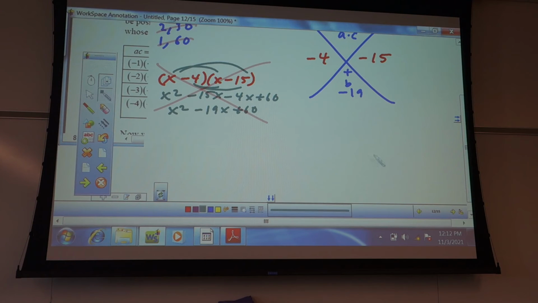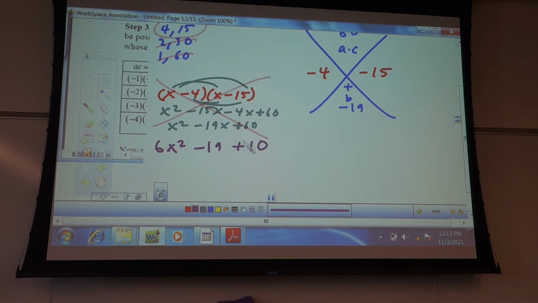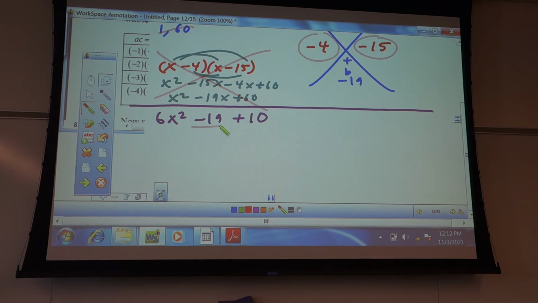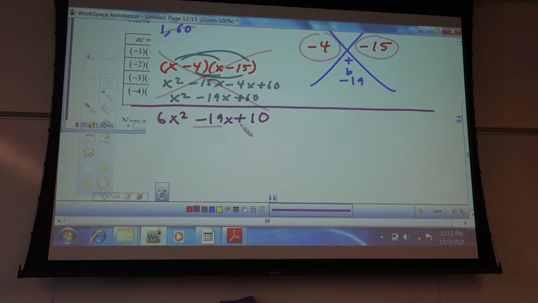Now, you have two choices. Here's the first choice. I started with 6x squared minus 19x plus 10. I can either do the substitution method, which means I'm going to substitute in these numbers, for the 19 in the 19x. So that's the first possibility. Let me show you what that looks like.